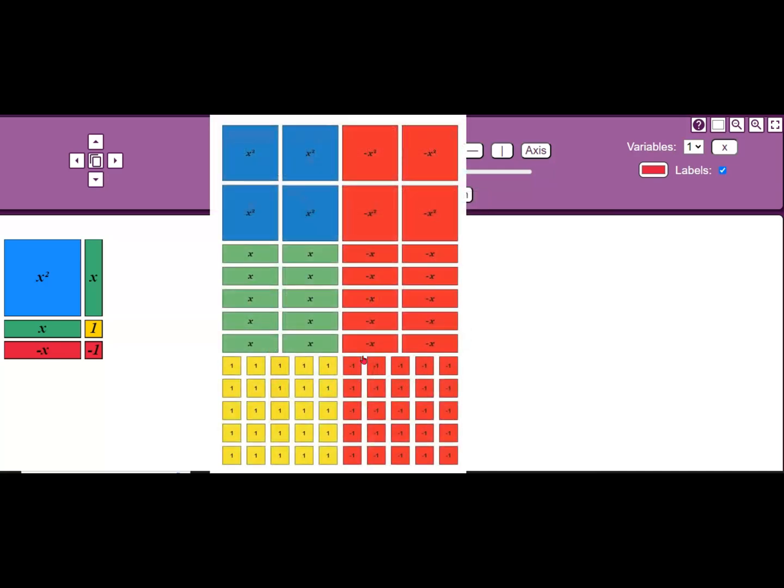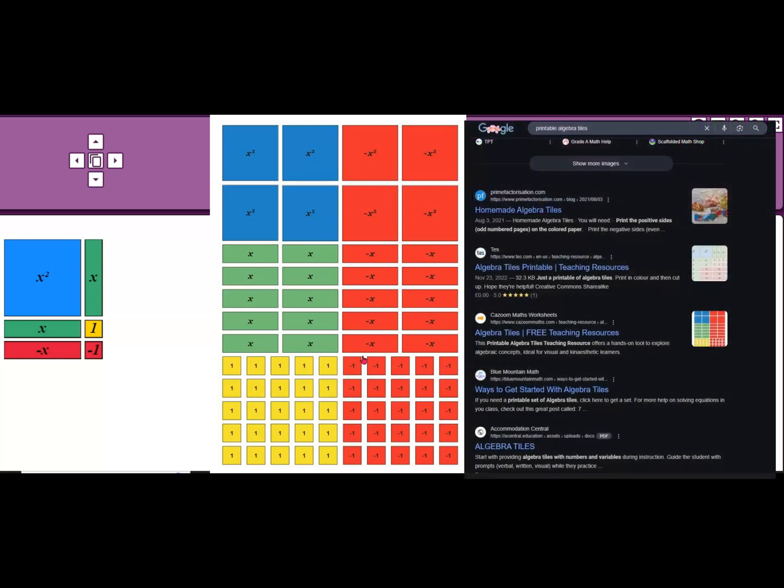Now I know everybody doesn't have these in their classroom, so if you're looking for a more budget-friendly option, these are printable algebra tiles. You can cut them out, laminate them for more long-term use. If you go into Google and you type in printable algebra tiles, if you scroll down, it's about the 7th one down. It's called Consume Math Worksheets. If you click the link, it'll open up a PDF and you can print this off and make copies.